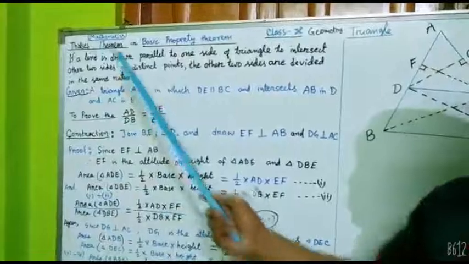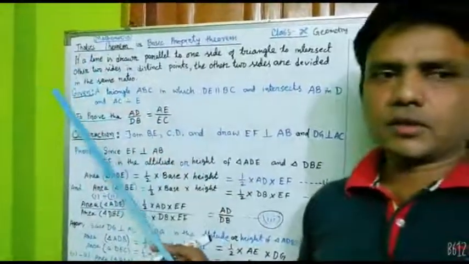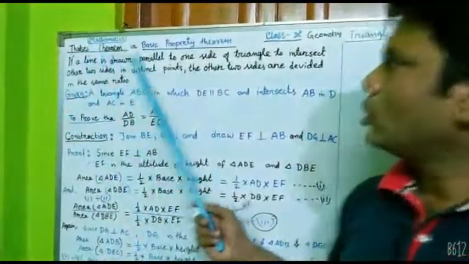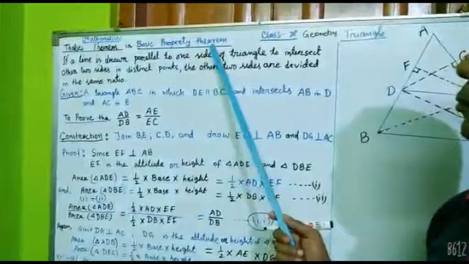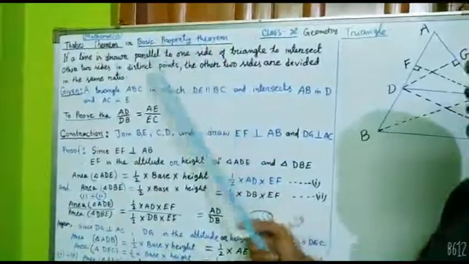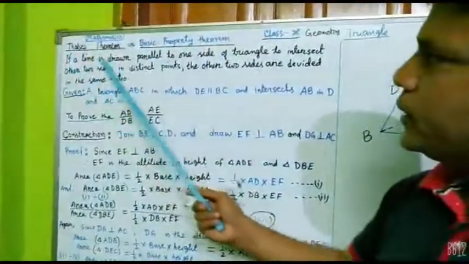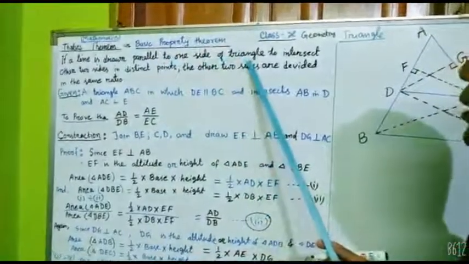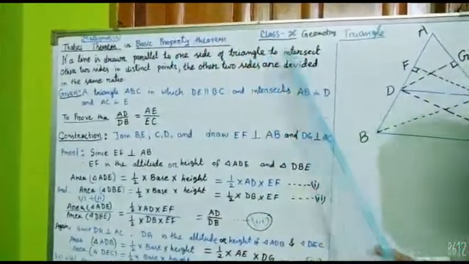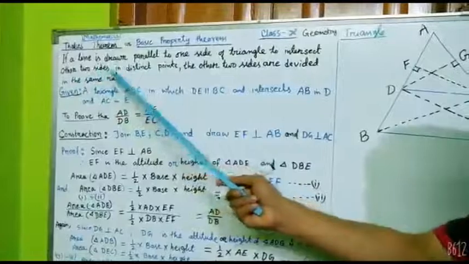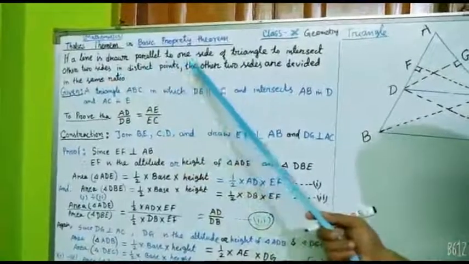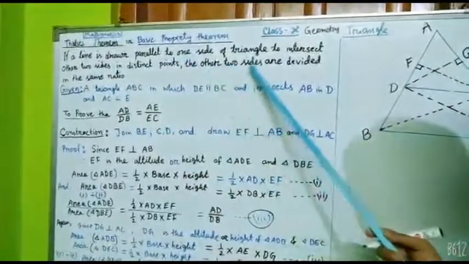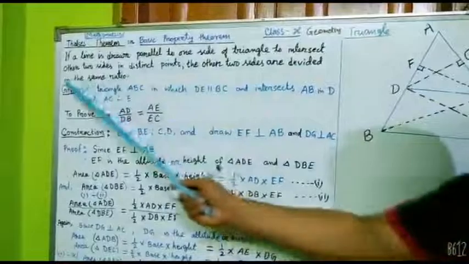Now, today we will discuss Thales Theorem, or the basic proportionality theorem of triangles. If a line is drawn parallel to one side of a triangle to intersect the other two sides in distinct points, the other two sides are divided in the same ratio.